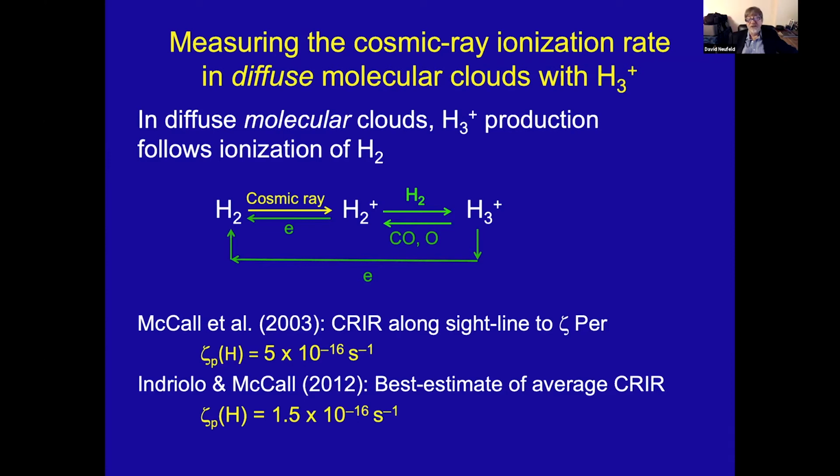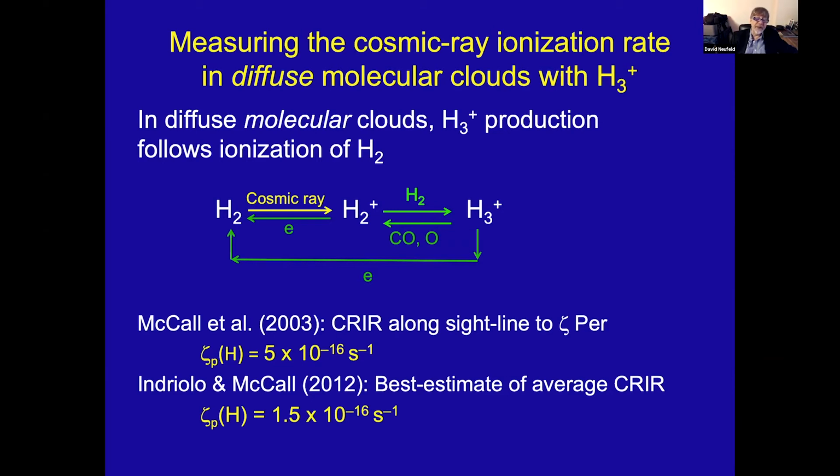inferred an ionization rate in clouds along the sightline to zeta Per that is 50 times larger than what is inferred in dense molecular clouds. And this was followed by many observations, and particularly a study by Indriolo and McCall, where they measured H3+ in many clouds and estimated the average cosmic ray ionization rate as 1.5 × 10^-16 per second. So this suggests then, if you believe all this, that the cosmic rays are excluded from dense clouds by shielding, and that the rate in the diffuse clouds is therefore higher.